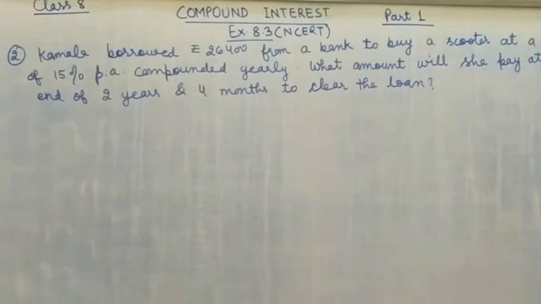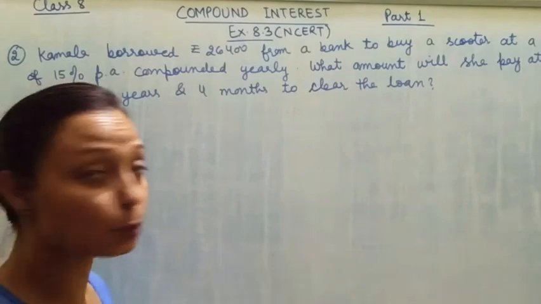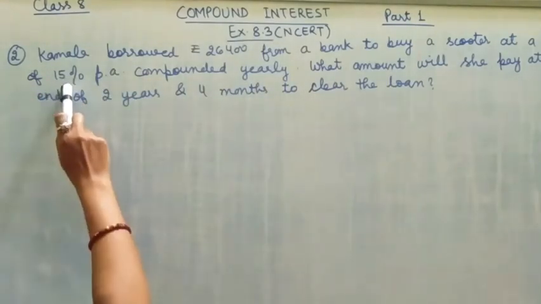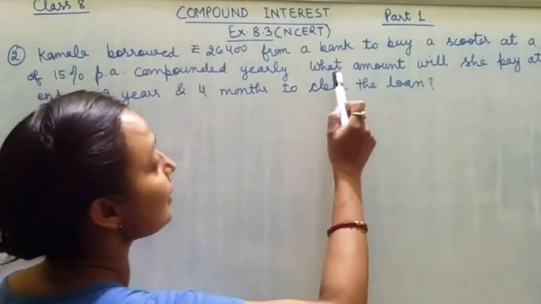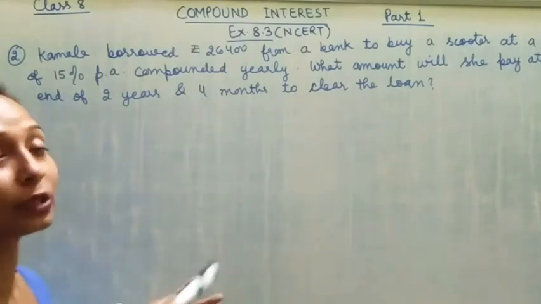Now come to the second question, in which Kamala borrowed 26,400 from a bank to buy a scooter at the rate of 15% per annum, that is, the rate of interest is 15%, and what amount will she pay at the end of 2 years and 4 months to clear the loan?